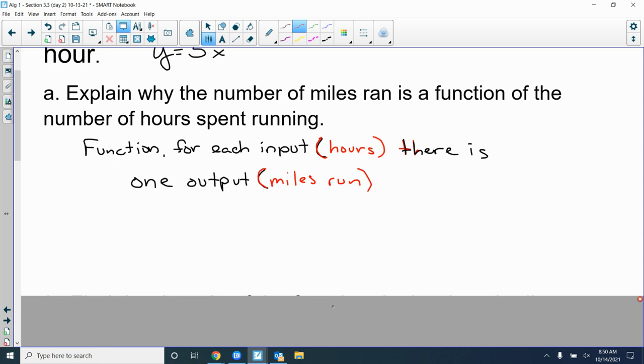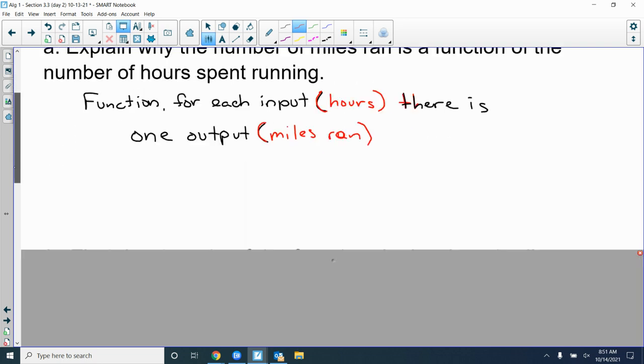It's miles run. Miles run would be past tense. Miles ran is past tense. Miles run is fine. Okay. So we got that. So there's one output. Okay, so sometimes that's hard to kind of verbalize. One input, one output. One input, one output. That's a function.